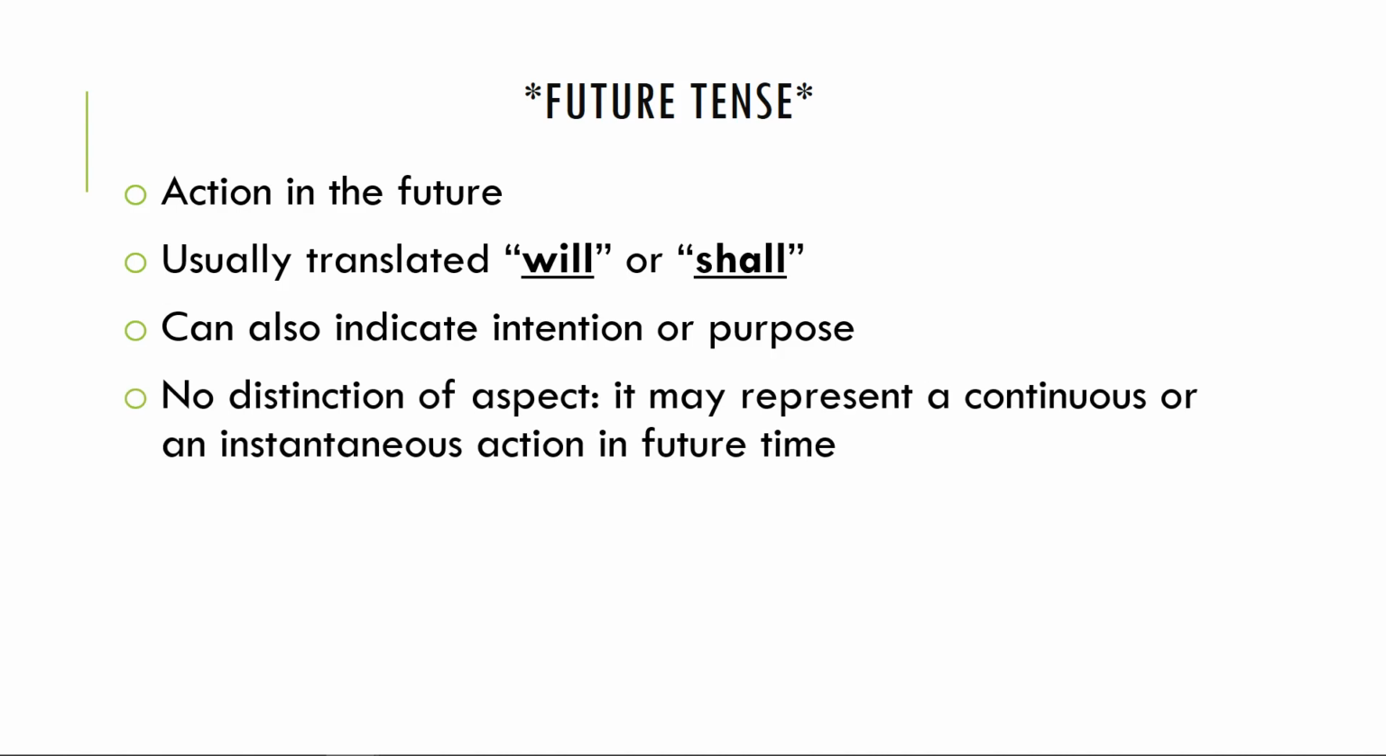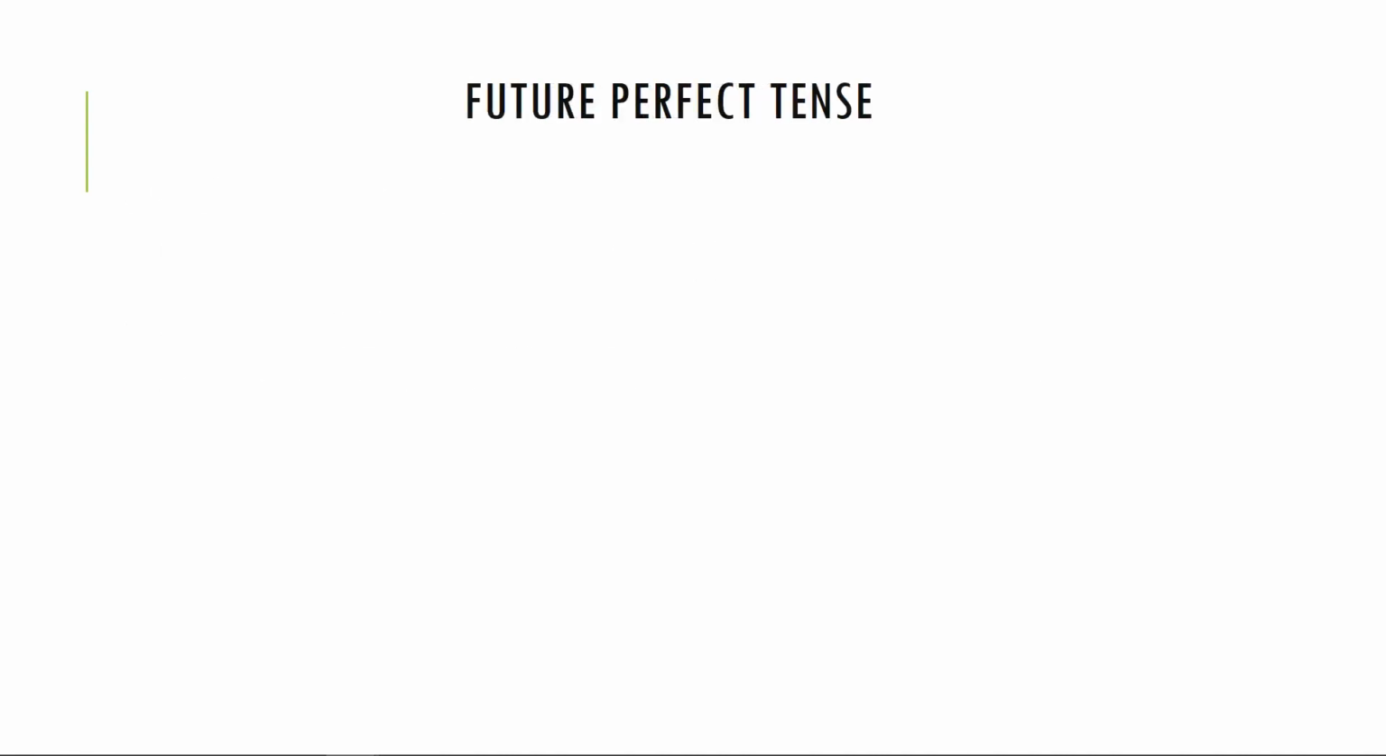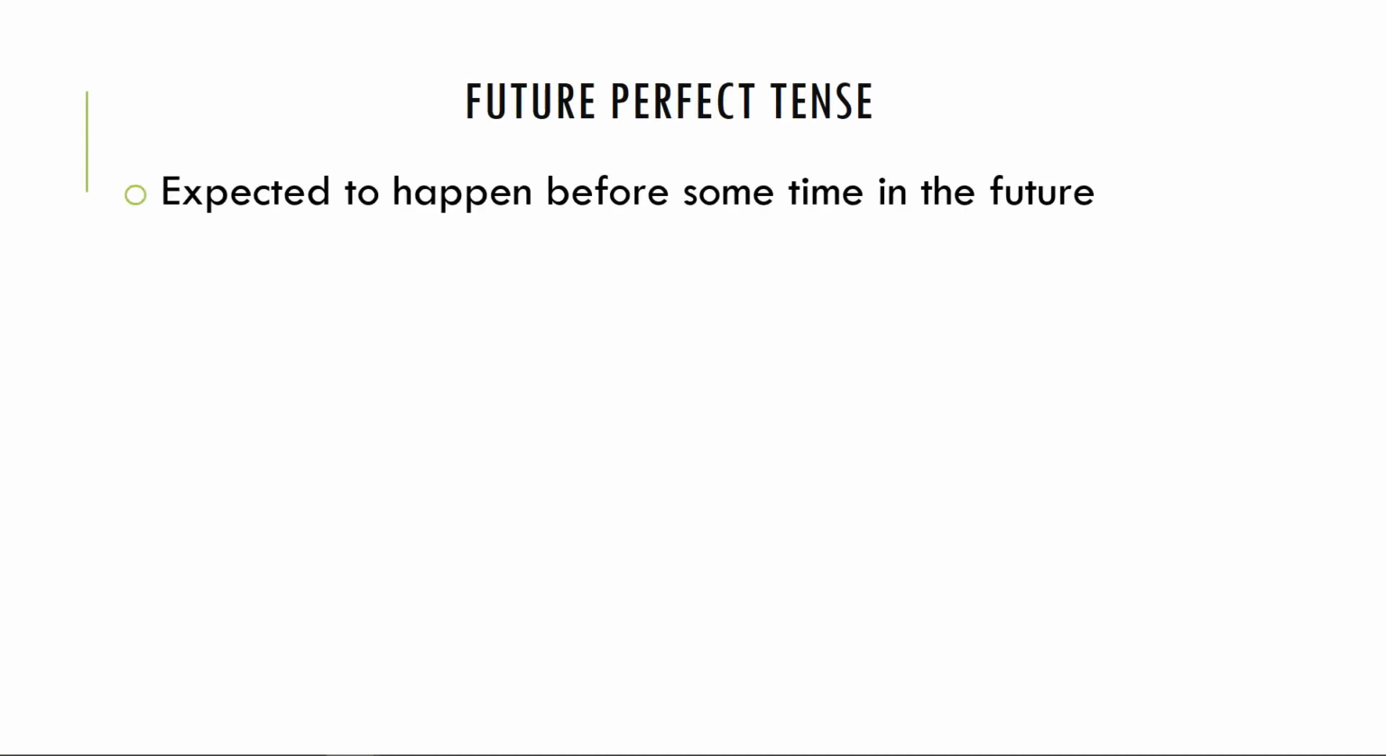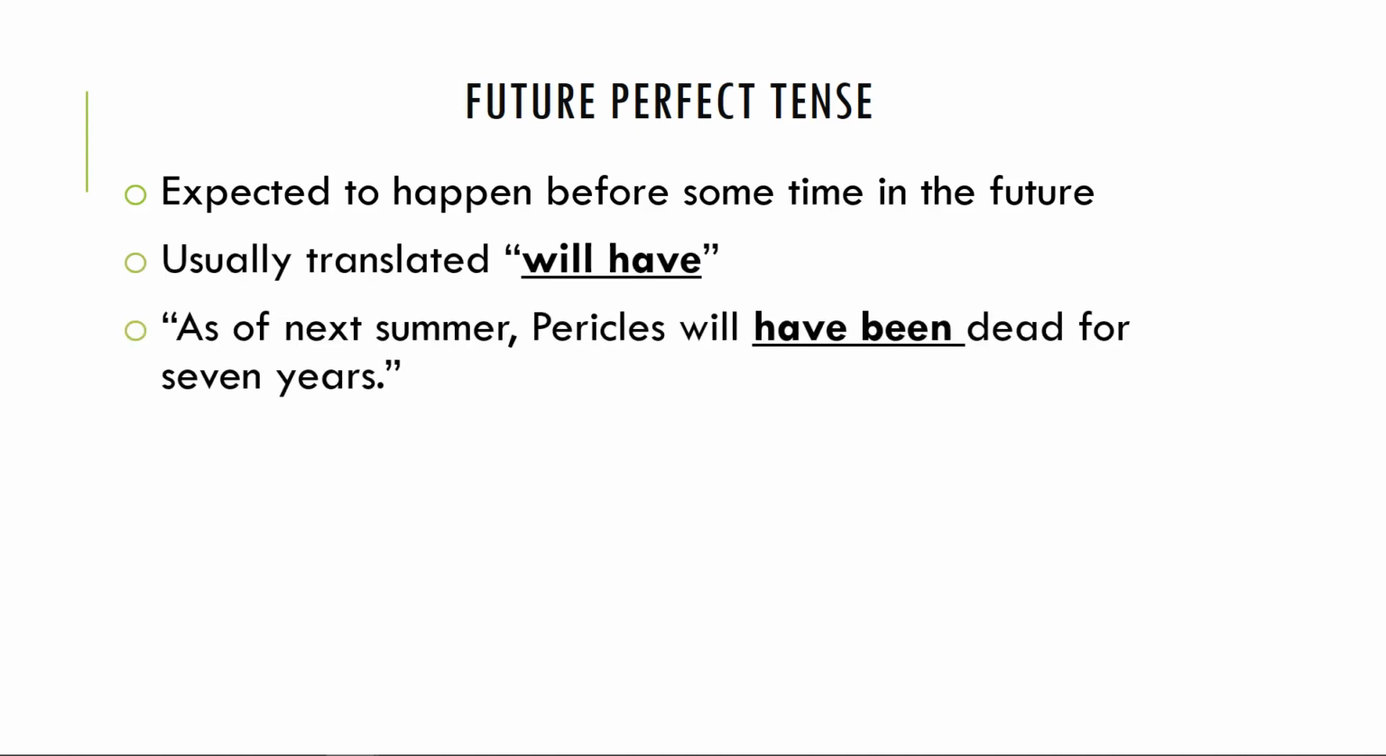Finally, the other very, very rare form is the future perfect, which acts half as a future, half as a perfect. It's something that's expected to happen sometime in the future. And as a future, you translate it will, and as a perfect, you translate it have. So will have. As of next summer, Pericles will have been dead for 7 years. Okay?